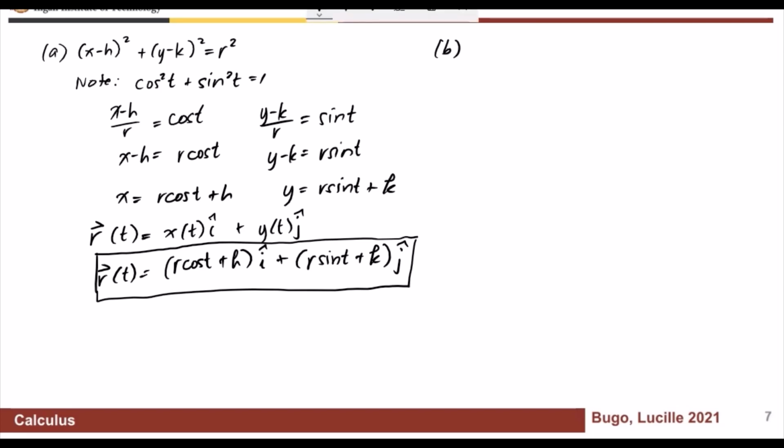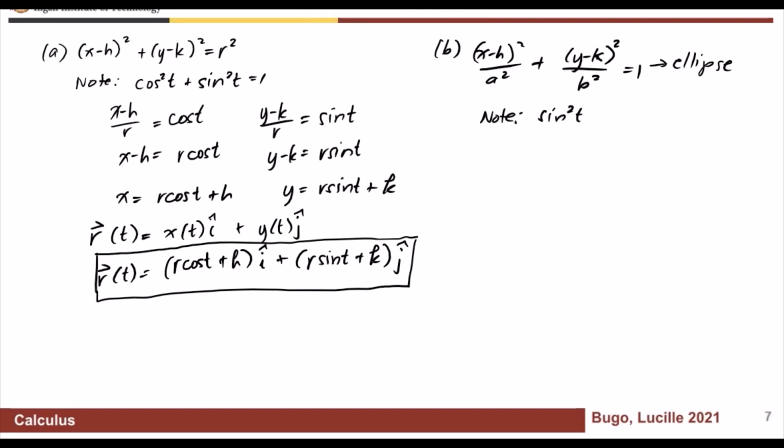For letter B, we have (x minus h) squared over a squared plus (y minus k) squared over b squared equal to 1. The graph of this is an ellipse if a and b are not equal, that is, either a is greater than b or b is greater than a, so we'll have an ellipse. Take note again that cosine squared plus sine squared is equal to 1, or sine squared plus cosine squared is equal to 1. So we will still use the same identity.